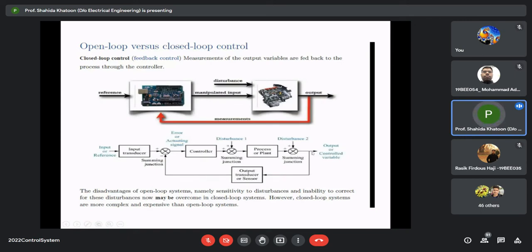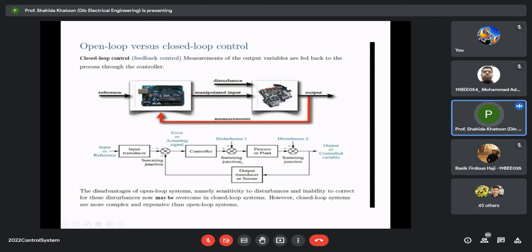Okay. Now here the difference comes from the open loop system, that the output is fed to the output transducer or sensor. Okay. This sensor gives an input to the summing junction or error detector. The disadvantage of open loop system is the sensitivity to the disturbance and inability to correct for these disturbances. Now may be overcome in closed loop system. However, the closed loop systems are more complex and expensive than open loop system.